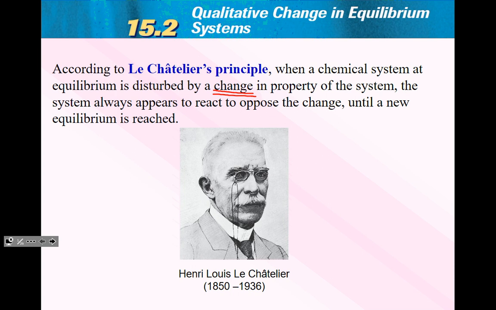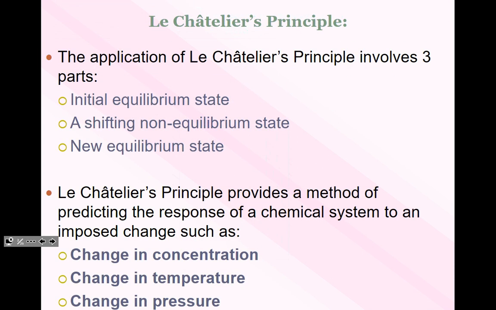So the system always appears to react to oppose the change until a new equilibrium is reached. Okay, that's the concept that we're looking at. Something's going to change abruptly and then it's going to go to equilibrium. And once you figure out Le Chatelier, you'll be able to predict what kinds of changes are happening.